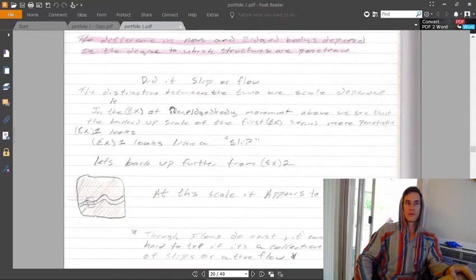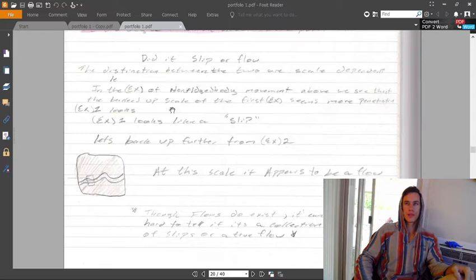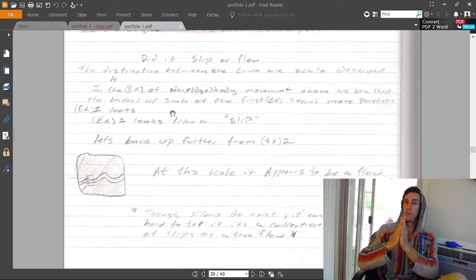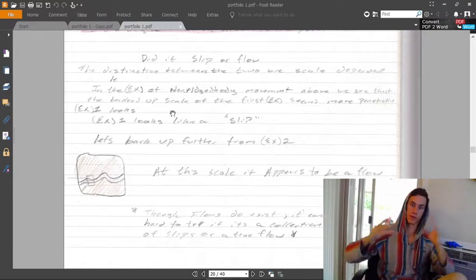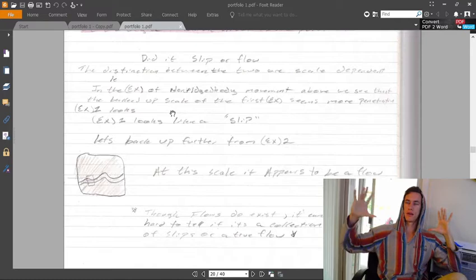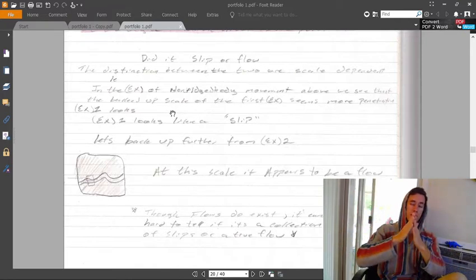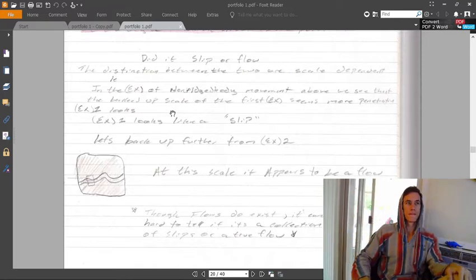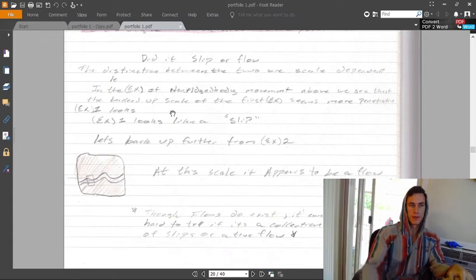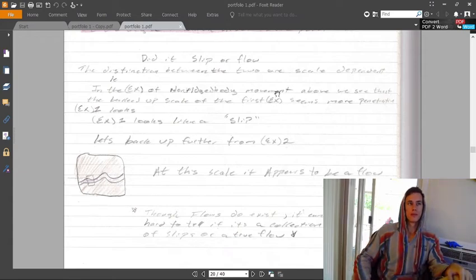And did it slip or did it flow? This again is, I think, scale referenced as well. If you're looking at a microscopic scale, mostly everything slips. But if you're looking at a macroscopic scale, an entire rock unit, those tiny little slips make it look like it's flowing. So the distinction between the two is scale dependent.